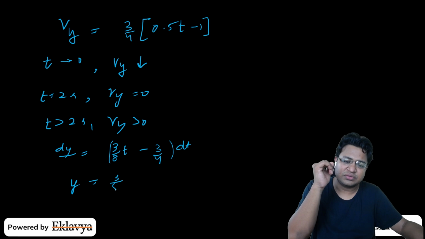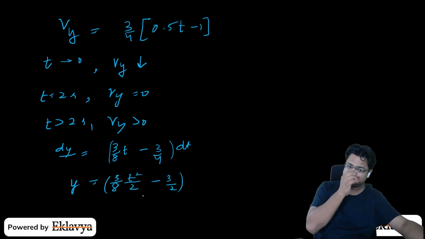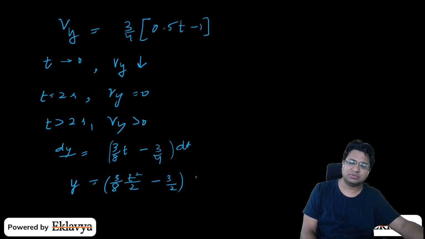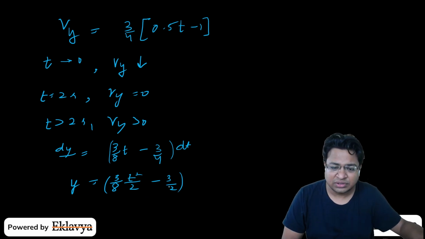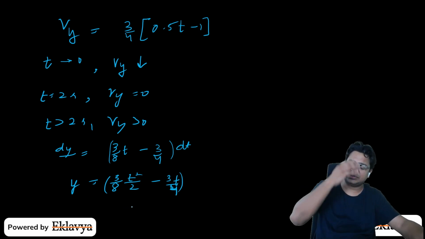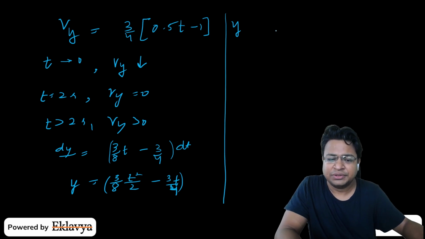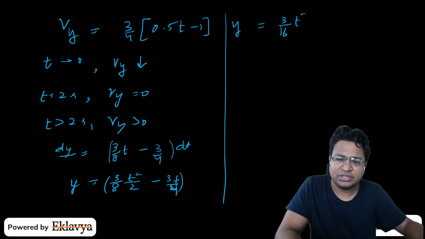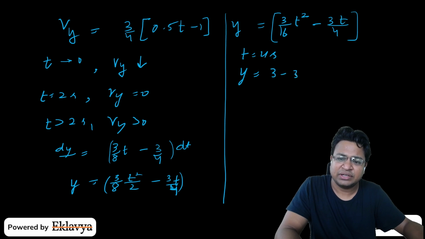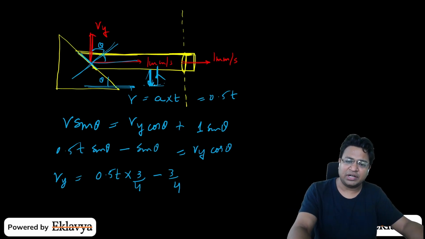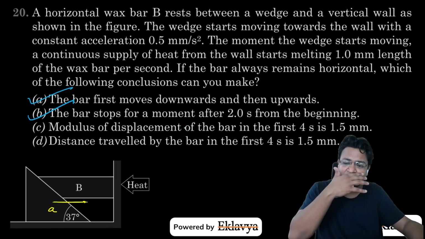So y is equal to 3 by 8 t square by 2 minus 3 by 4 t. At t equal to 0, y was 0, or whatever was the initial position, we can consider to be 0. So this becomes 3 by 16 t square minus 3t by 4. If I substitute t as 4, then we get y as 3 minus 3, which is 0, which basically means that it went down and came back to the same level after 4 seconds. So the modulus of the displacement is 1.5.